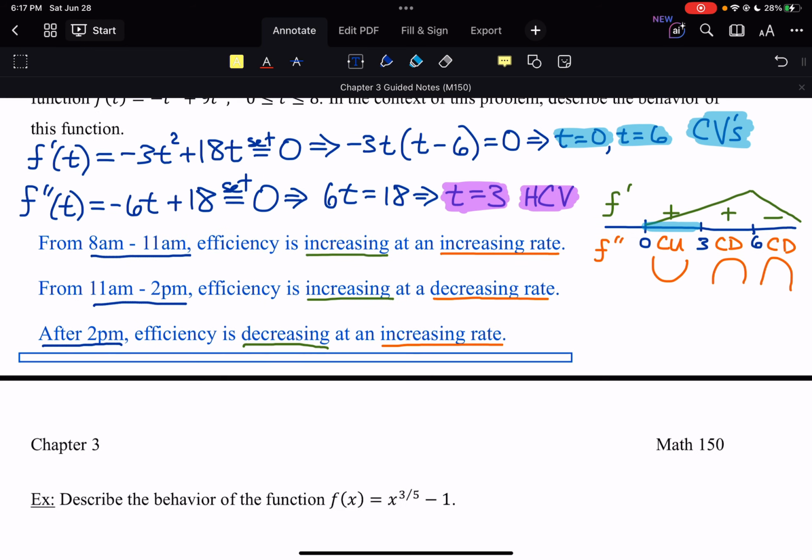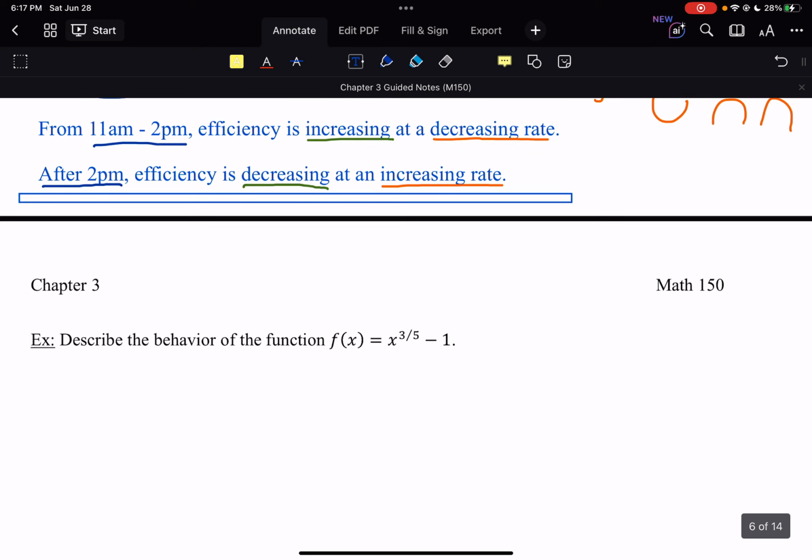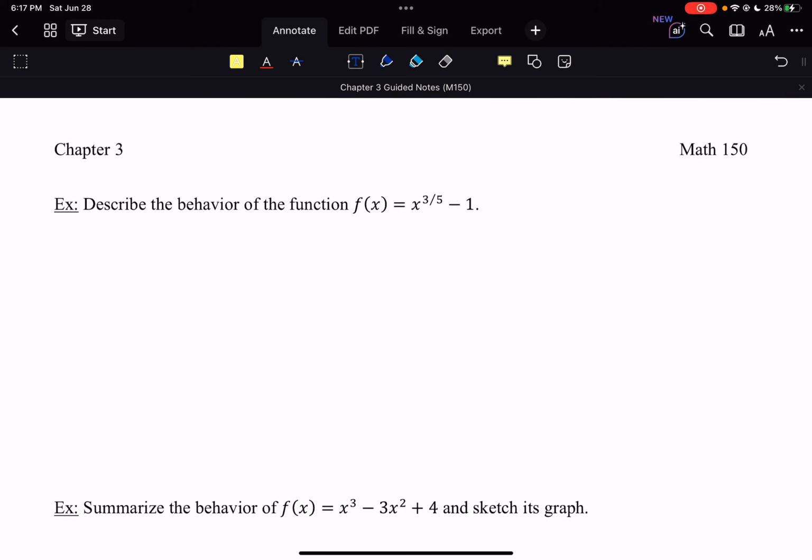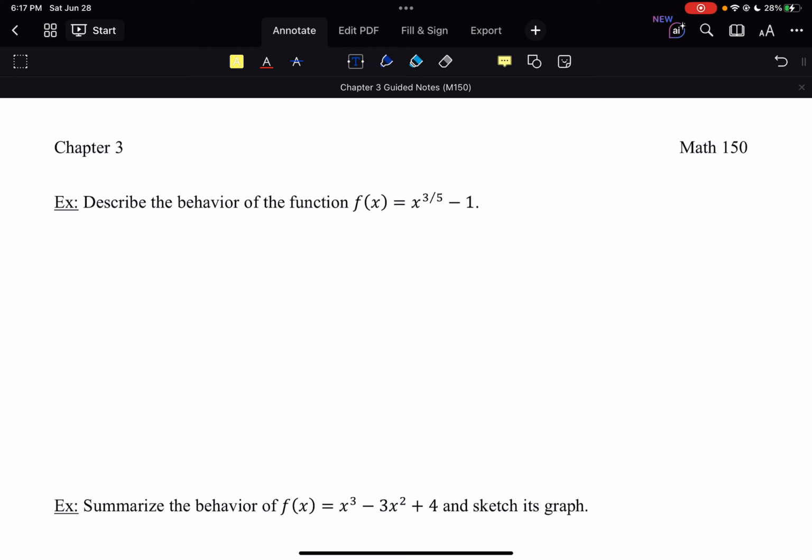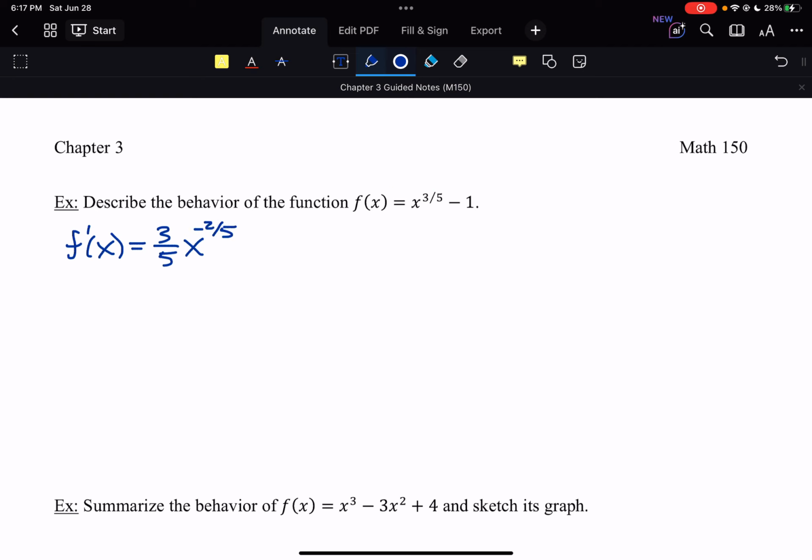So let's take a look at a few more examples. So first up, describe the behavior of this function. f of x is x to the 3/5 power minus 1. So let's take a look at our derivatives. So f prime of x, we're going to use the power rule. So we bring down the 3/5 and subtract 1. So that's negative 2/5. So that's the same thing as 3 over 5x to the 2/5. And the negative 1, the derivative of that is nothing.